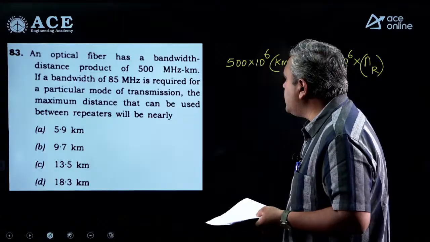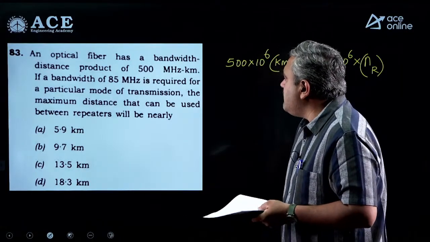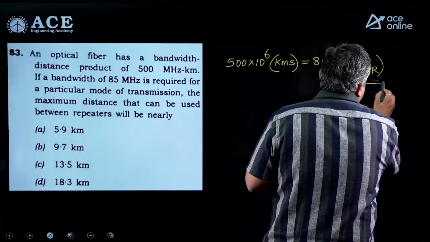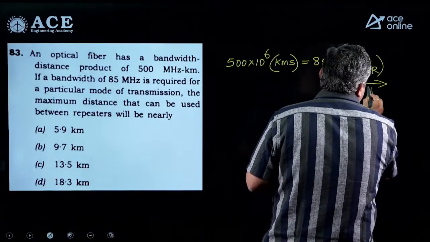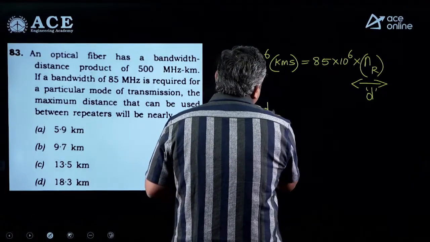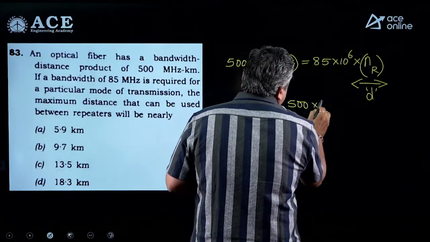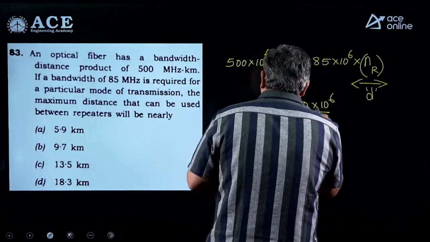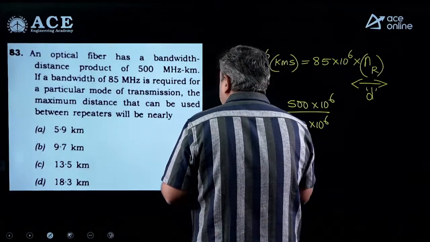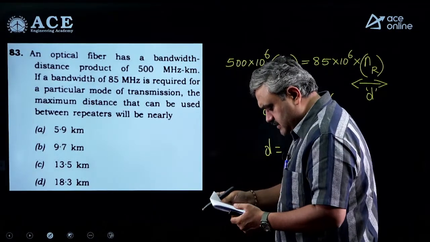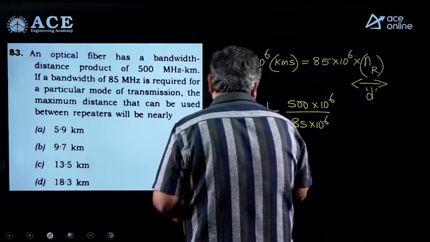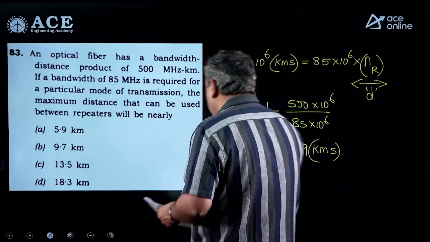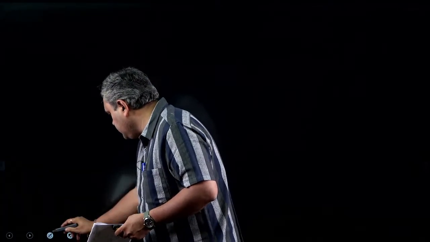If the bandwidth of 85 megahertz is required for a particular mode of transmission, the maximum distance that can be used between repeaters will be nearly dash. So these repeaters I am assuming I am using for a distance D. So what will be this D now? This will be this 500 megahertz divided by 85 megahertz. So you will get this value approximately, just check, it will be 5.9 kilometers. That's all. Simple calculation. Okay. Sorry.